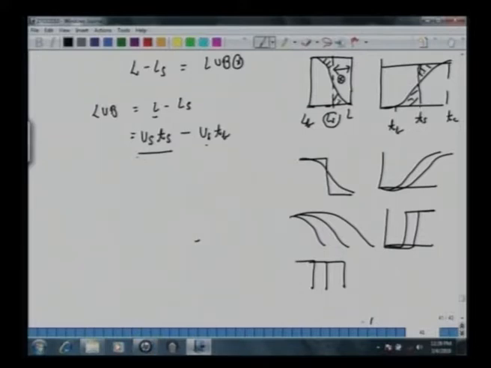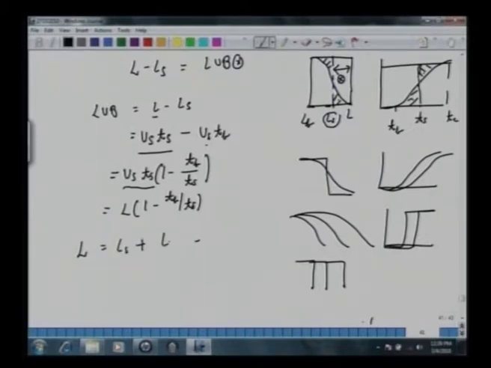Okay, so we have US TS minus US TB, the length of unutilized bed, which is this. We take US TS common here. We have 1 minus TB over TS. US TS, let's note down again, it's L, the total bed length. So L times 1 minus TB over TS. Or we can write L equal to LS plus LUB.